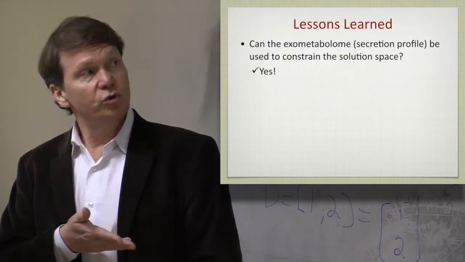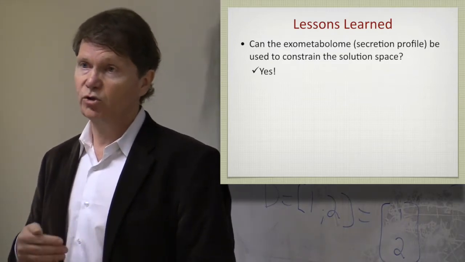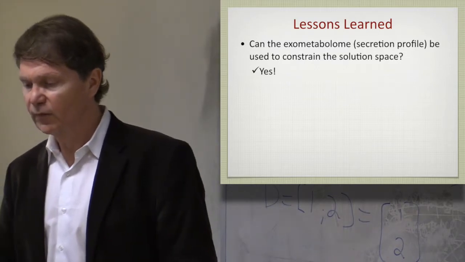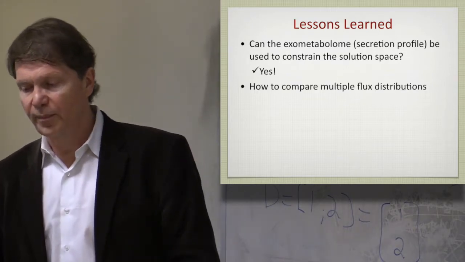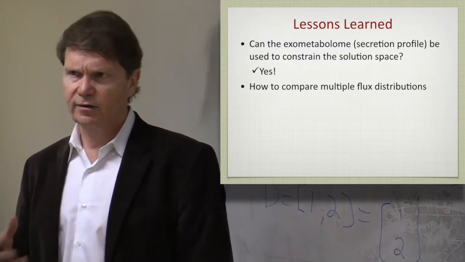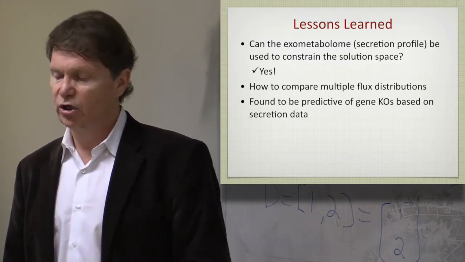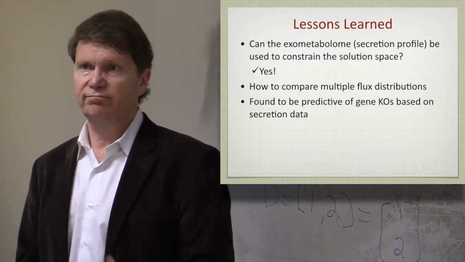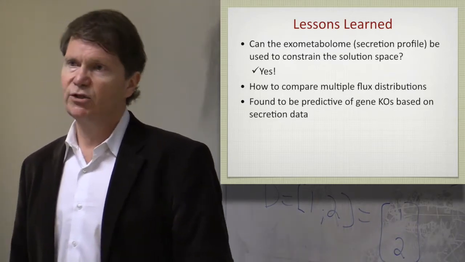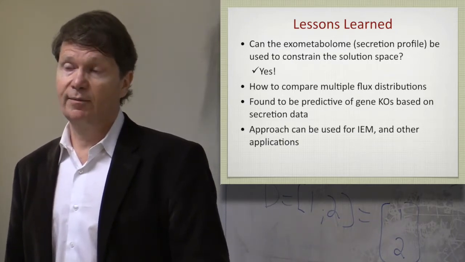So can you use metabolomic measurements to constrain the solution space? The answer to that is yes. You can use that to compare multiple flux distributions. And there are slightly different ways of doing that statistically. In Monica's study, she had knockout strains that she could analyze. But as you might imagine, this has been used for many other applications, important errors in metabolism in particular.